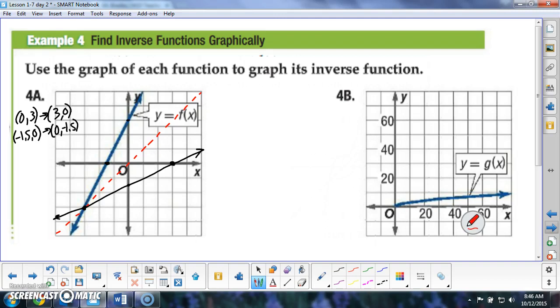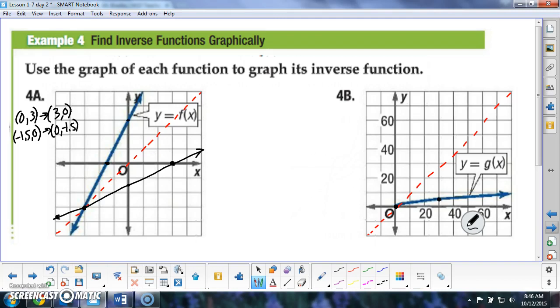Okay, next one. Again, same process. Put in the diagonal line y equals x. Okay, and now we take some coordinate points and switch them around. 0, 0 stays 0, 0. Let's see here. If we take this coordinate point right here, which appears to be 30, 0, it'll become 0, 30. Wait. I said that wrong.